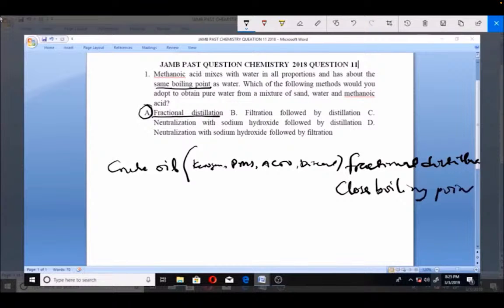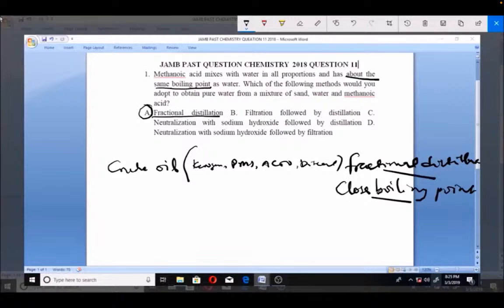And in this case, you're having something that has about the same boiling point. Not actually the same, about the same. It's hard for you to have two substances with the same boiling point. So if they are about the same, that means they have close boiling points. Then the best option is fractional distillation.